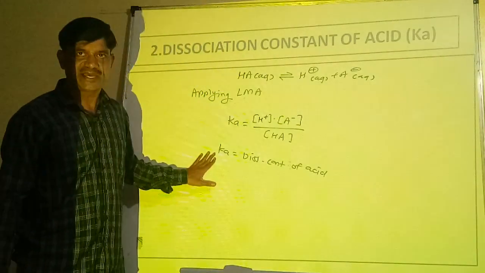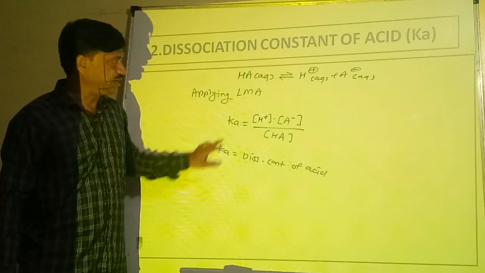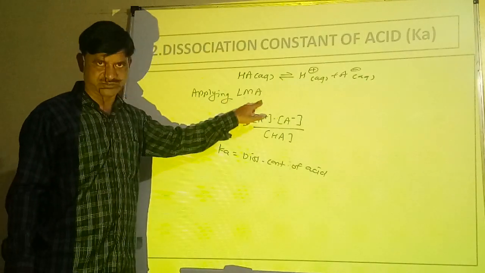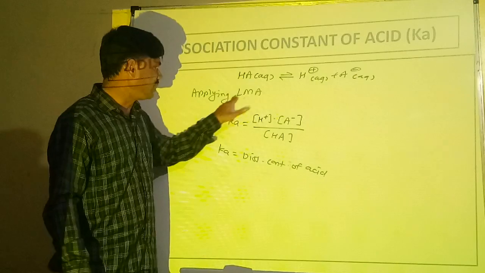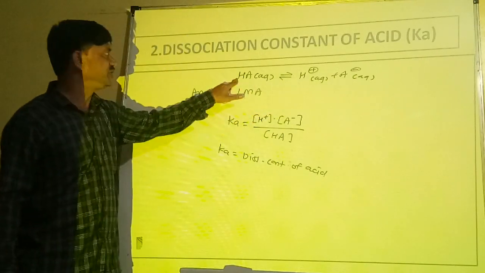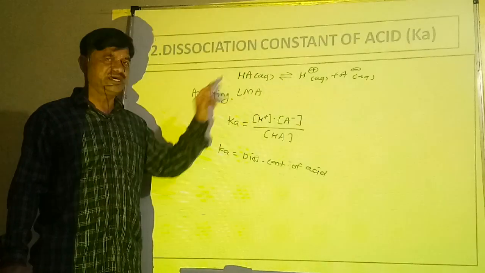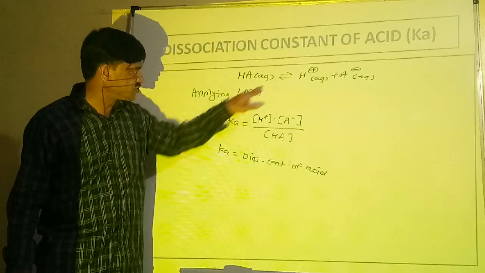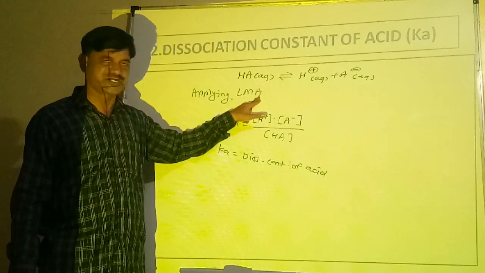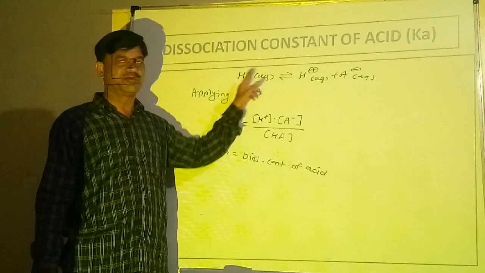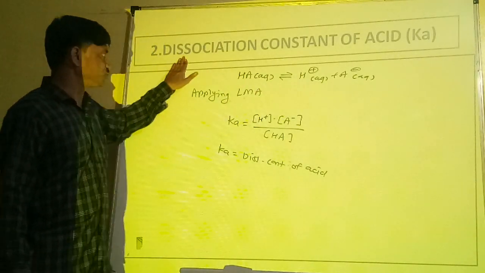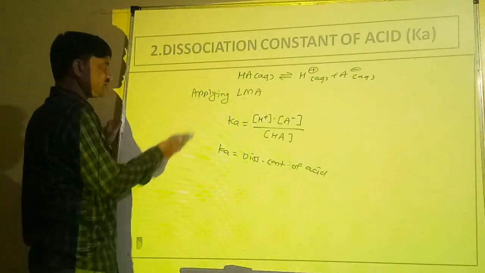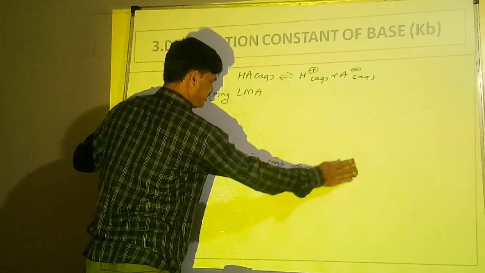Anybody? What is Ka? Equilibrium constant obtained by applying the law of mass action to the dissociation equilibrium of acid. HA throughout this chapter acts as an acid. So tell me once again: the equilibrium constant obtained by applying the law of mass action to the dissociation equilibrium of acid is nothing but the dissociation constant of acid. In a similar manner, can you tell me the last point?